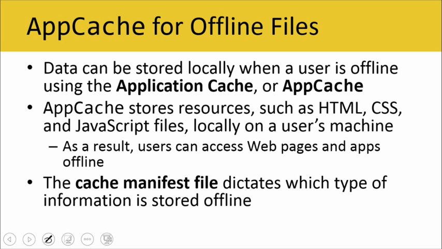And finally, the cache manifest file within the app cache API, the application cache API, is going to dictate which type of information is stored offline. That cache manifest file is really just a file that includes a list of all of the different files that are supposed to be stored when a user goes offline. So everything that's in that manifest is going to go ahead and just stay right on your computer after you lose internet connectivity.